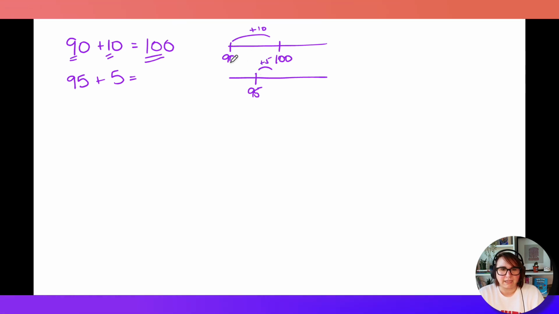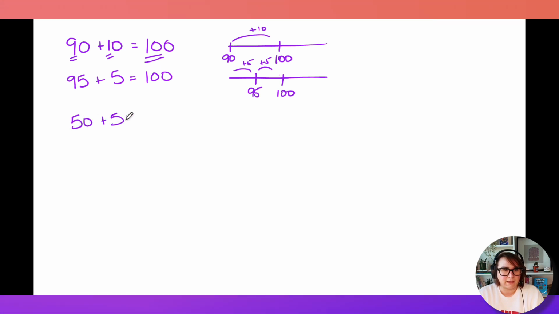Could we think of this kind of similar to the previous problem? Like we know that 10 plus 90 is 100. So if we add 5 to the 90, that gives us 95, and 5 more gets us 100. Does this also equal 100? That's like 95 and 5 more gets us 100. Okay, that one was pretty good. Let's go to the next one.